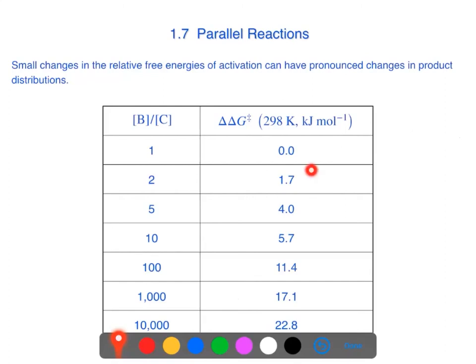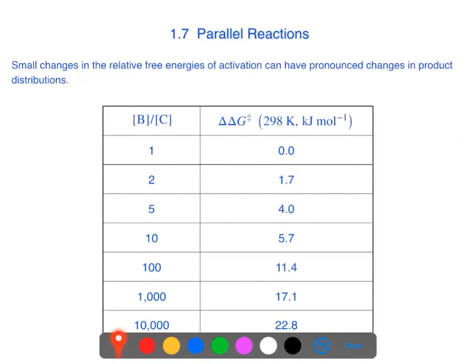However, if we see a difference in the free energy of activations of only 1.7 kilojoules per mole, that's going to result in a 2-to-1 ratio of the formation of B with respect to C. So the product distribution changes dramatically even when there's just a small difference in the free energy of activation. So just a small lowering of the free energy of activation for one path is going to give it a significant advantage in terms of the overall product distribution.